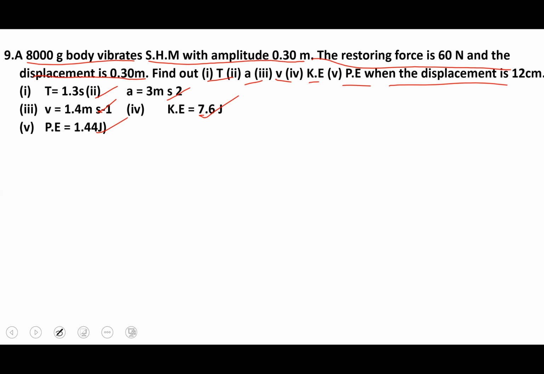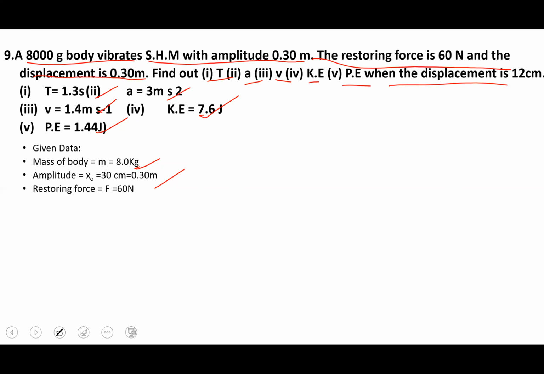Now for the first case, we have the mass of the body, which is 8 kilograms. We have converted the grams into kilograms. Amplitude is basically 30 centimeter, you can say 0.3 meters. The restoring force which is given to us is 60 newtons, and the displacement which is given to us is 30 centimeter or 0.3 meters.